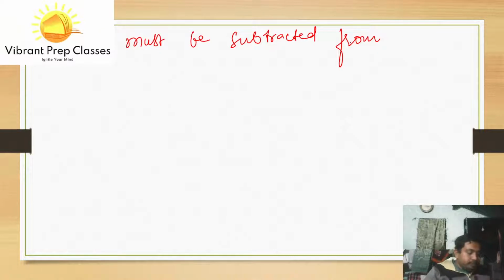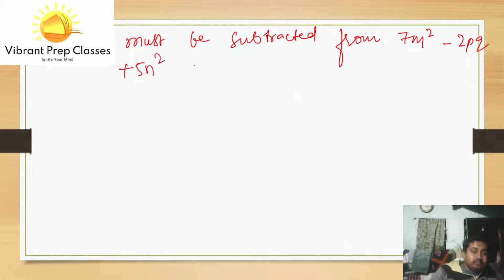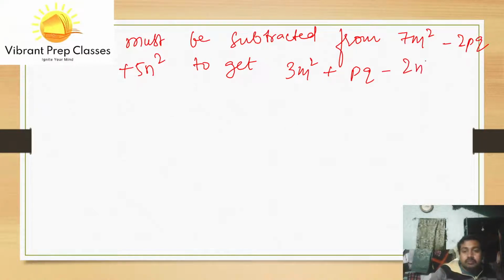What must be subtracted from 7m square minus 2pq plus 5n square to get 3m square plus pq minus 2n square?